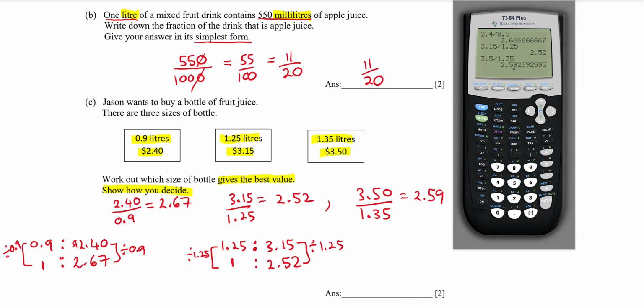So what we've got here, these are all the cost per litre. So this juice here is $2.67 per litre, this one is $2.52 per litre, and this one is $2.59 per litre. So therefore, which bottle gives the best value? The answer is the 1.25 litre bottle. Okay, so that finishes off question 6.